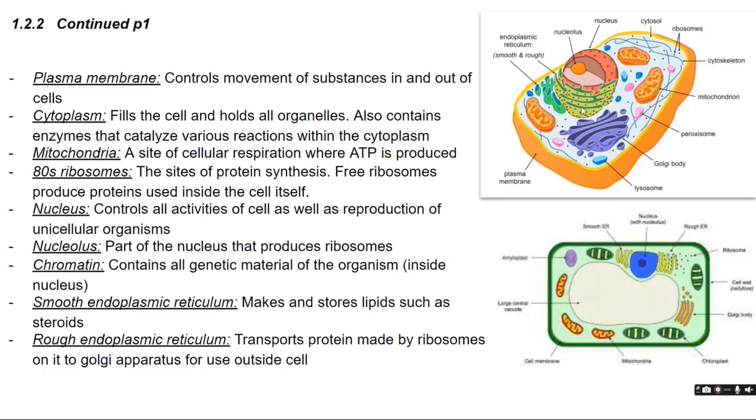Then we have the rough ER, right next to the smooth ER, and this one has a lot of ribosomes on it because it transports the protein made by those ribosomes to the Golgi apparatus right here, which is what later ships them to be used outside the cell.